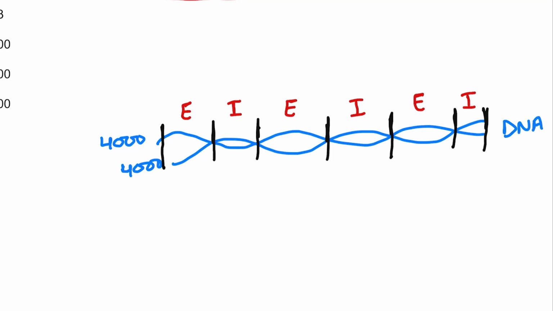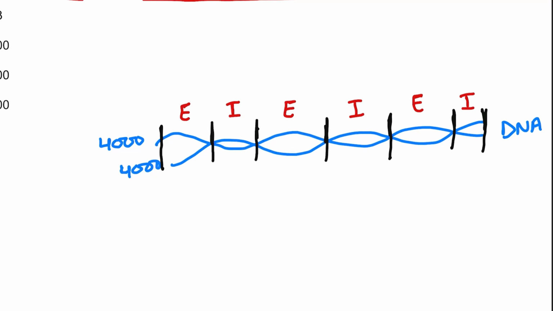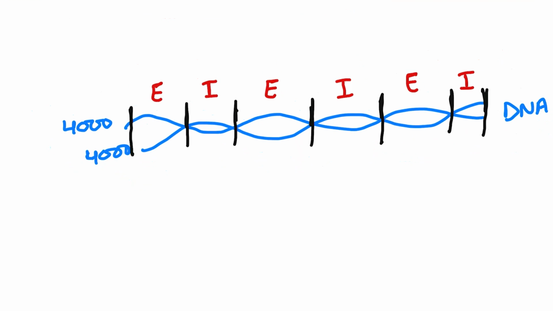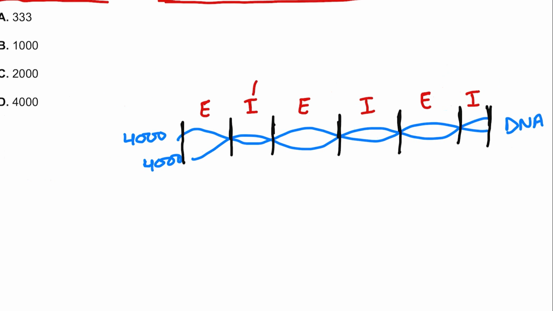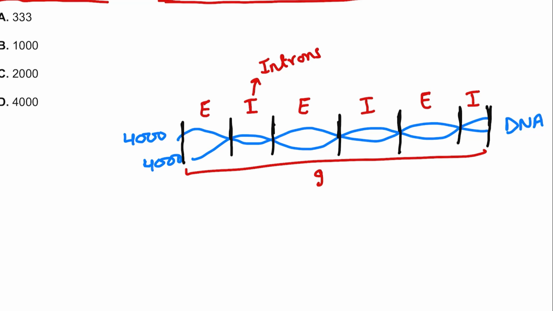So they have mentioned that this piece of DNA has introns interspersed between exons. And as you all know, introns are non-coding. Introns are non-coding regions of a gene. For example, if this is a gene, then introns are non-coding regions of the gene and exons are coding regions of the gene.